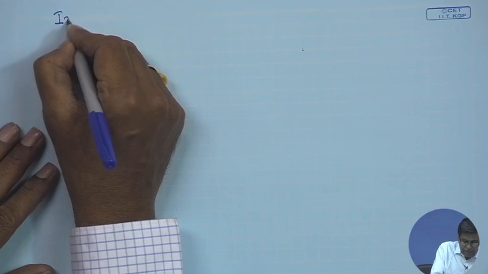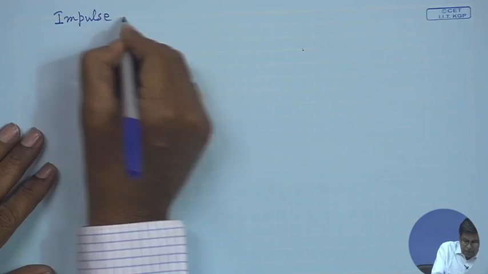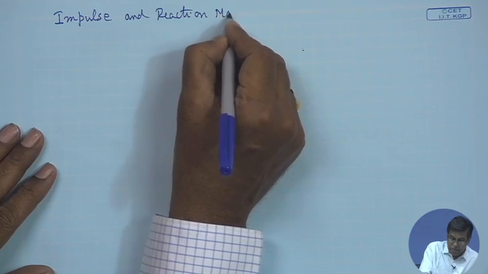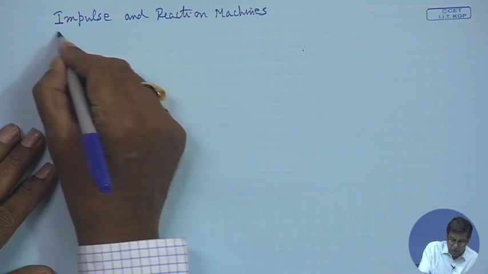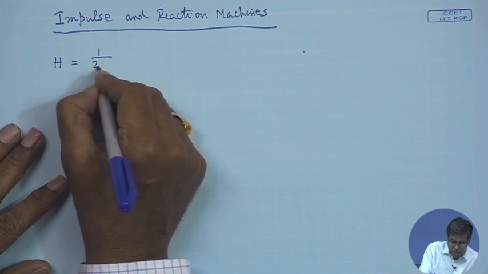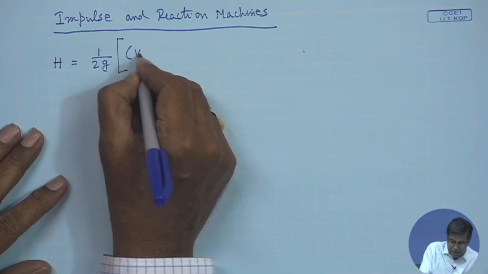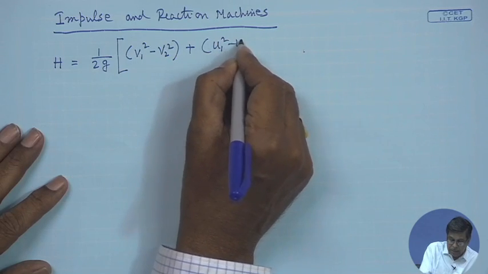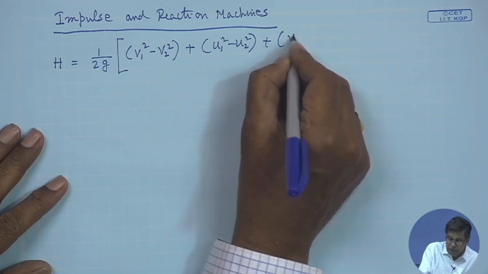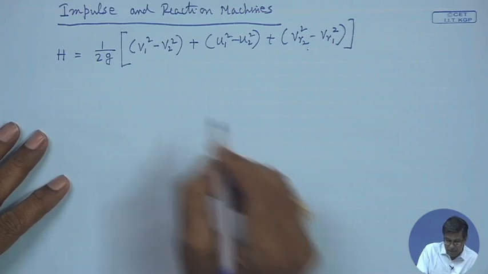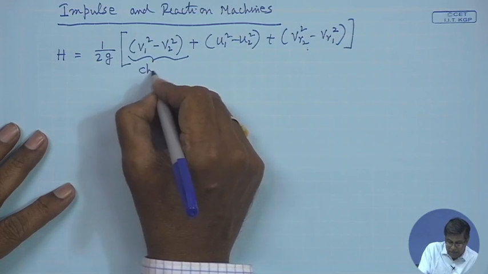Now, I will come to a very important thing: impulse and reaction machines. Again I will write the same expression, that H is 1 by 2g, times V1 square minus V2 square, plus U1 square minus U2 square, plus VR2 square minus VR1 square, with their nomenclatures as defined. And the first term is the change in dynamic head.